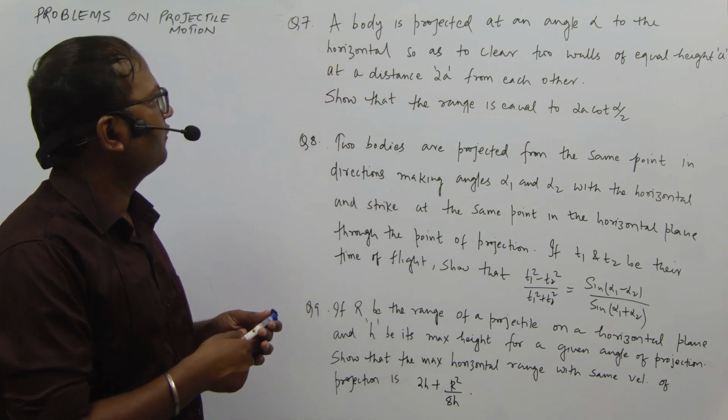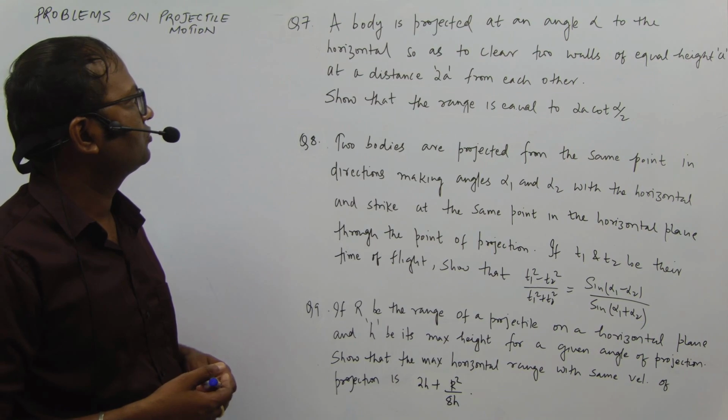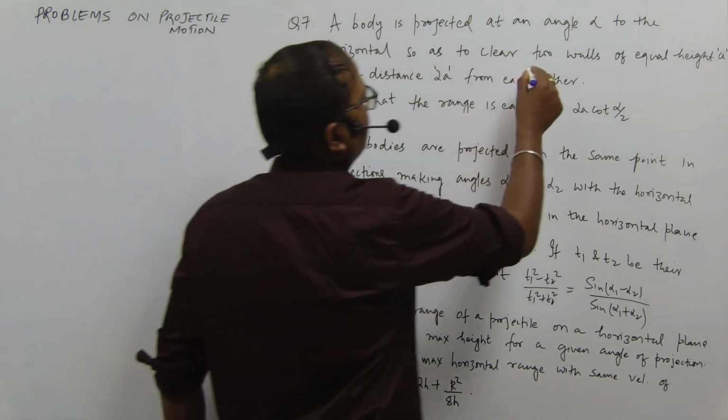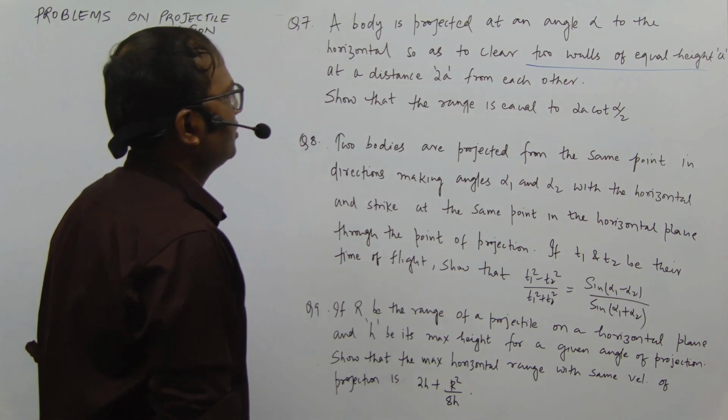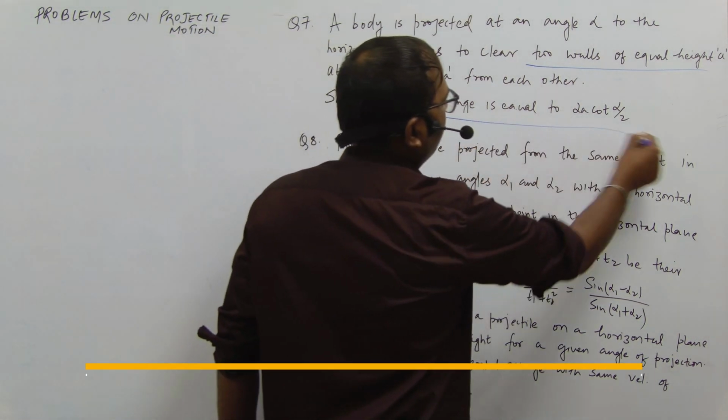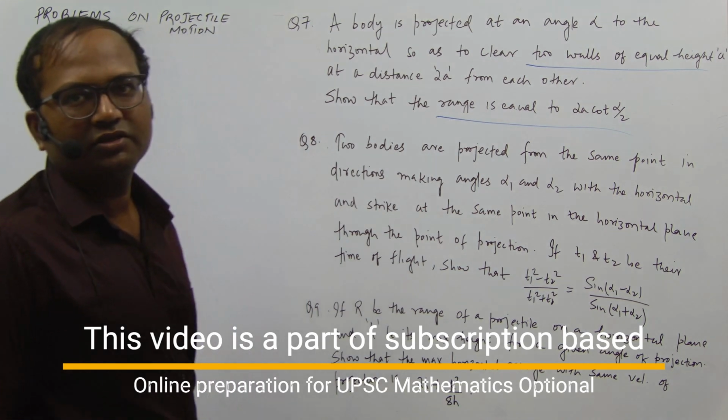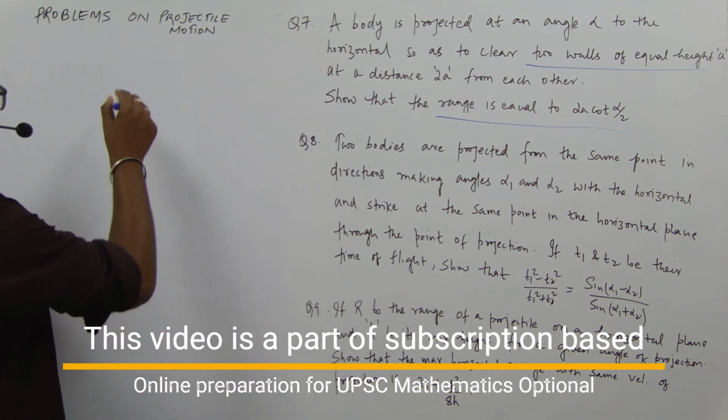an angle of alpha to the horizontal so as to clear two walls of equal height A at a distance 2a from each other, so that the range is equal to 2a cot alpha by 2. Okay, so let us draw the diagram of this.